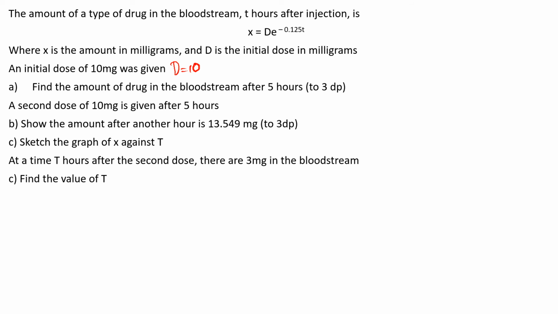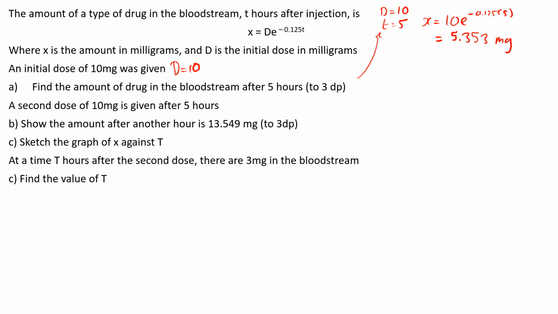So that's just a case of substituting into the equation. We're going to use d equals 10 because that was the initial dose, and t equals 5 because that's the number of hours. And we get x is equal to 10e to the minus 0.125 times 5. At that time, the amount of drug in the bloodstream is 5.353 milligrams. Remember your units, and make sure you round to the number of decimal places they say.